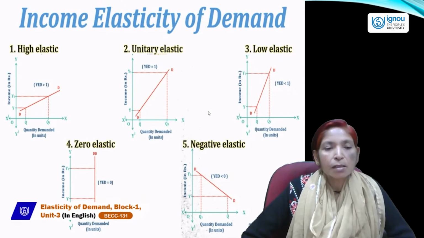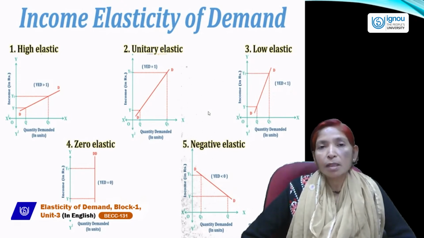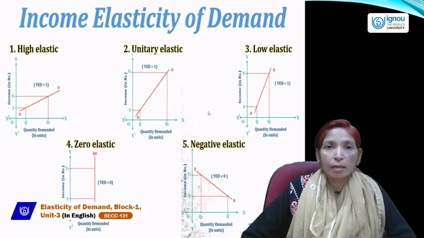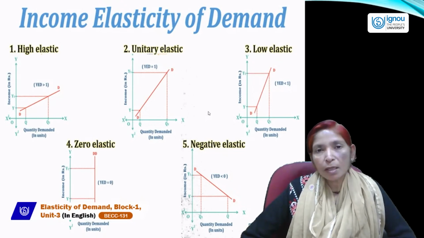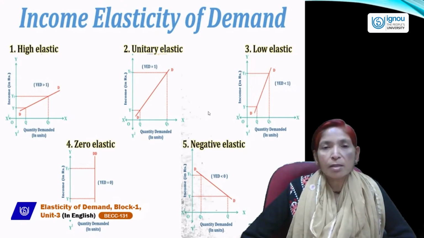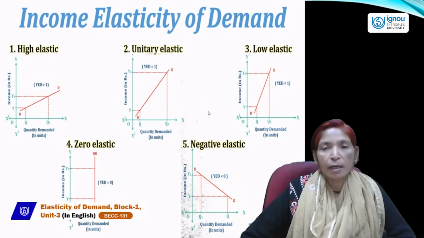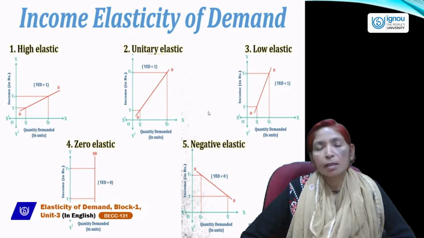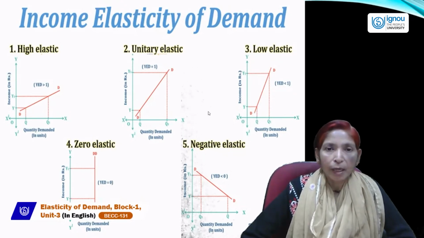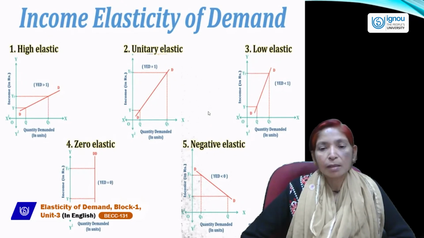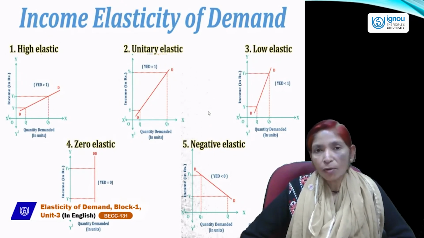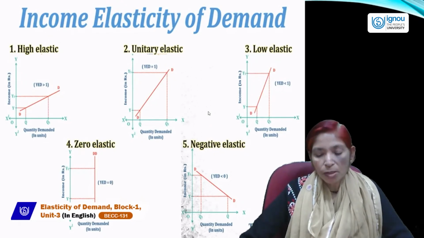In the fourth case, zero elastic. You know that zero elastic demand occurs in case of necessary products. So in this case, when demand is not affected by the change in level of income of the consumer, the curve will be vertical, parallel to the y-axis, and here income elasticity of demand is equal to zero.